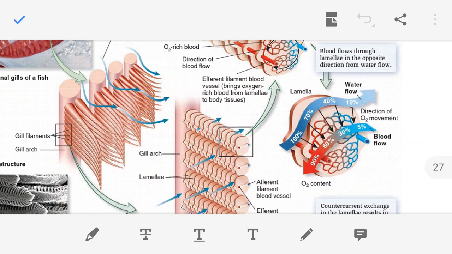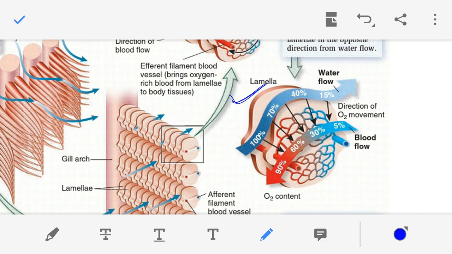So here one lamella is shown, and in the lamella there is a capillary network. This one is the capillary network. Now, from the surface of this capillary network, what is happening? Water is flowing. So this is the direction of water flow. And you see, this is the flow of blood. So countercurrent means the flow of water and the flow of blood is opposite in direction. Water is flowing in this direction, and blood is flowing in this direction.